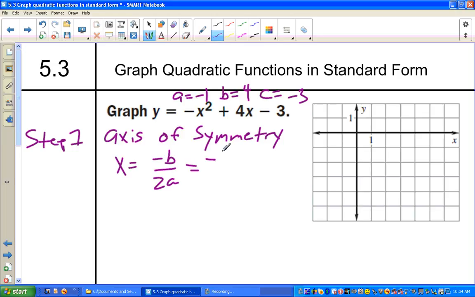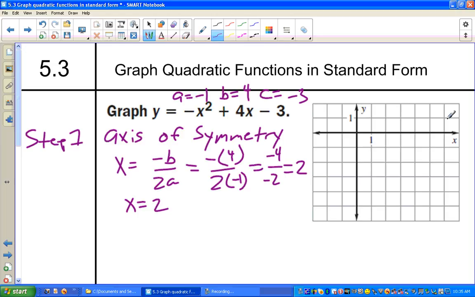So I have negative, b is 4, divided by 2 times a, which is negative 1. And then I'm going to simplify the numerator, which is negative 1 times 4 is negative 4, divided by, and then let's simplify the denominator. 2 times negative 1 is negative 2. And then negative 4 divided by negative 2 is a positive 2. So my axis of symmetry is the line x equals 2.